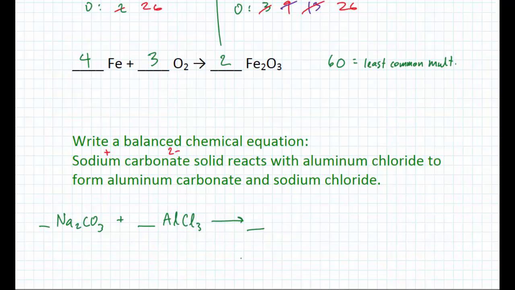But what's the formula for aluminum carbonate? Al2(CO3)3, right? That's because aluminum is 3 plus, carbonate is 2 minus. Again, if you're not respecting those charges, you're going to have trouble. NaCl.